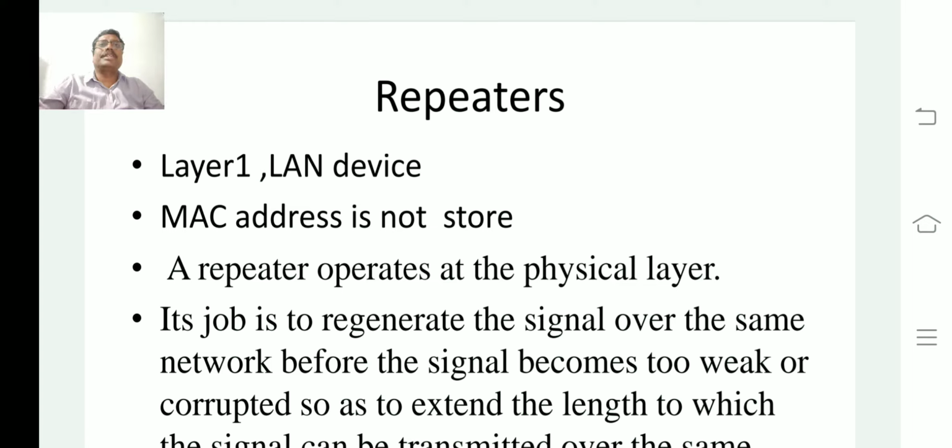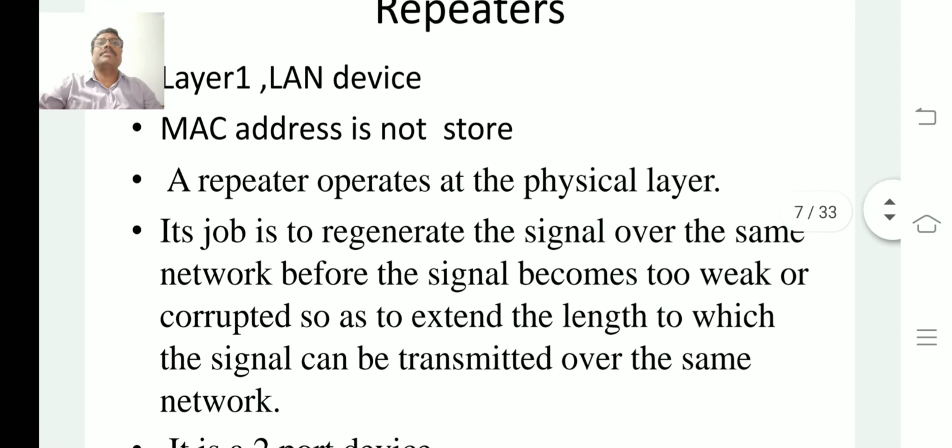Layer 1 is a physical device. A MAC address is not stored; no MAC address is required for a repeater. A repeater operates in the physical layer. Its job is to regenerate the signal over the same network before the signal becomes too weak or corrupted, so as to extend the length of the cable over which the signal can be transmitted over the same network. This is the main function of the repeater.